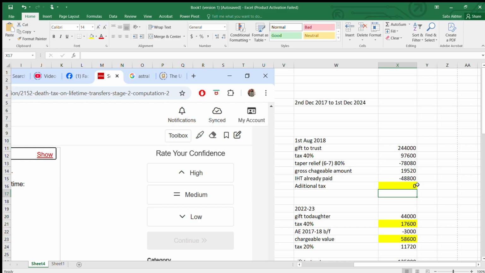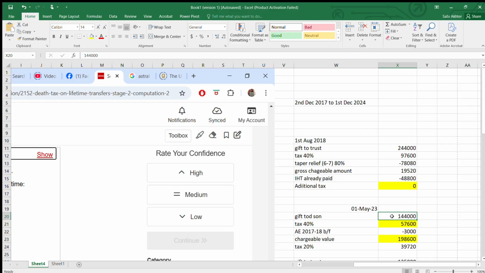Now moving to the next gift. 1st May 2023, that is the gift to son. So it was a PET. Already we have calculated it at 144,000.